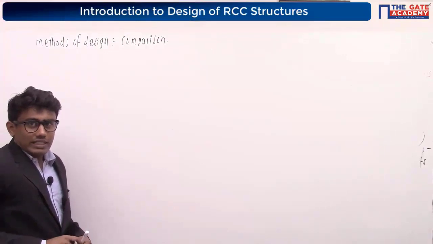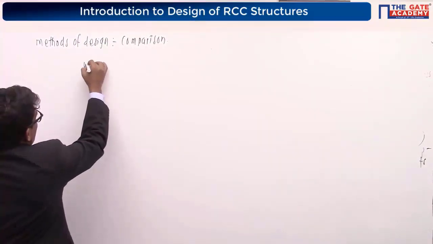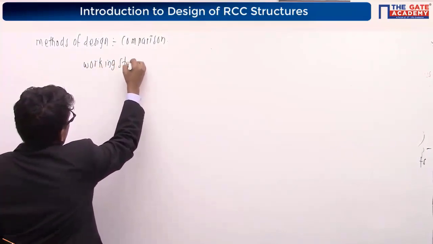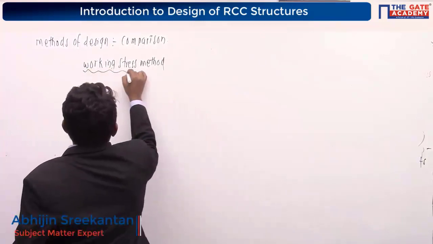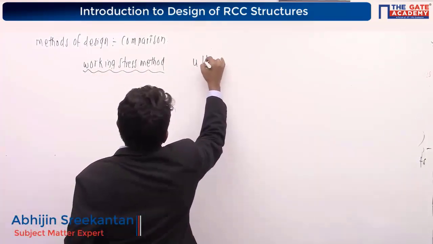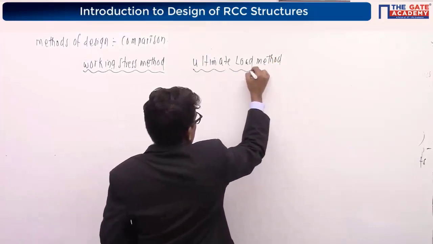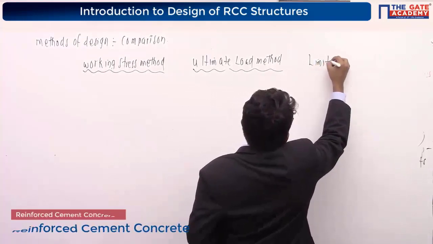So as I have discussed, we have three methods of design. First one, I am writing it here, that is working stress method, right? We have our ultimate load method, or I am going to call it as load factor method, both are same. And we have our limit state method of design.